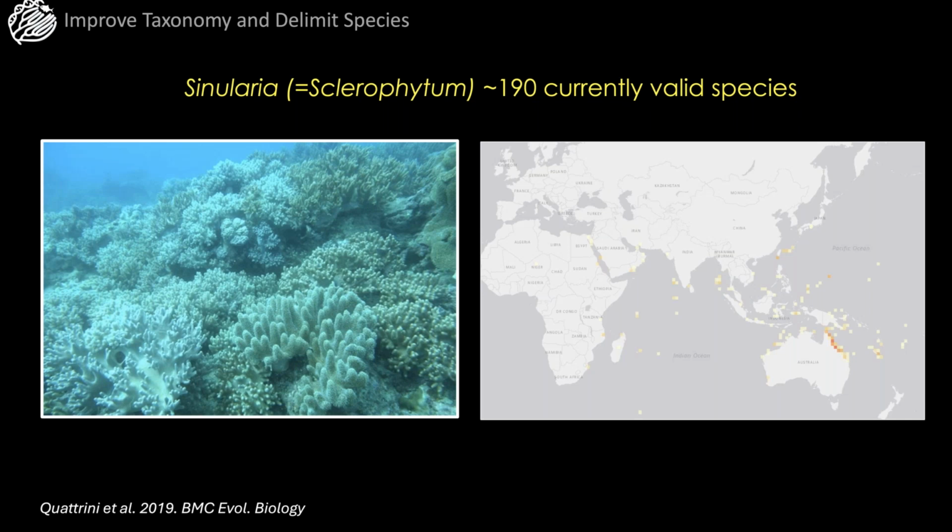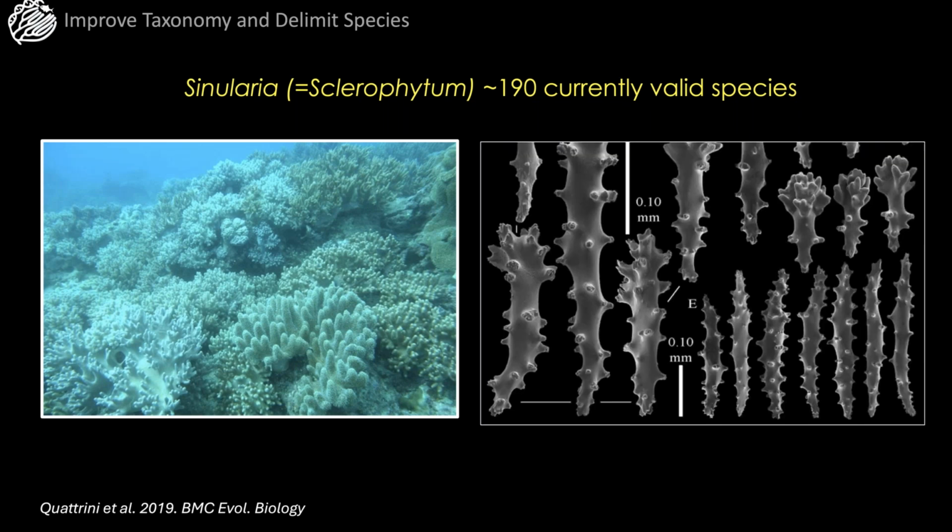Many of them occur sympatrically, so they occur in the same reef, the same location, and they're found throughout the Indo-Pacific. Now, species of Sclerophytum are defined by subtle variations in sclerite morphology. Sclerites are microscopic calcitic elements that are embedded into the tissue of octocorals. This is an octocoral here, this Octocoralia, soft coral. And we use these sclerites to discern one species from another.